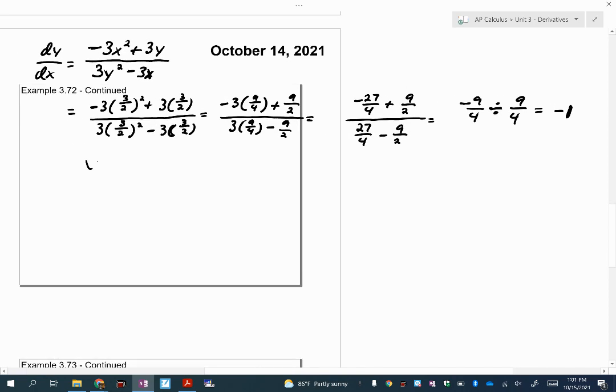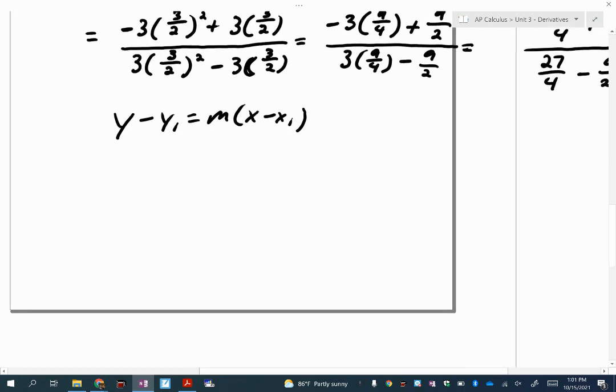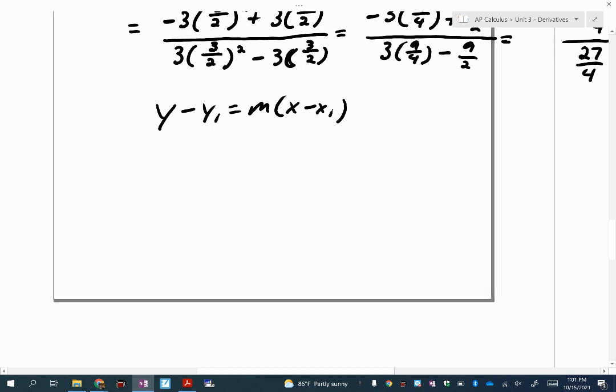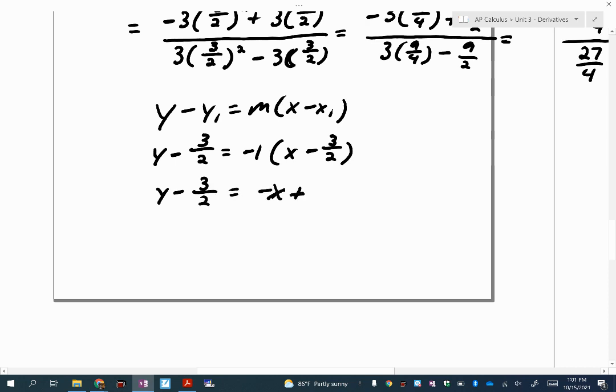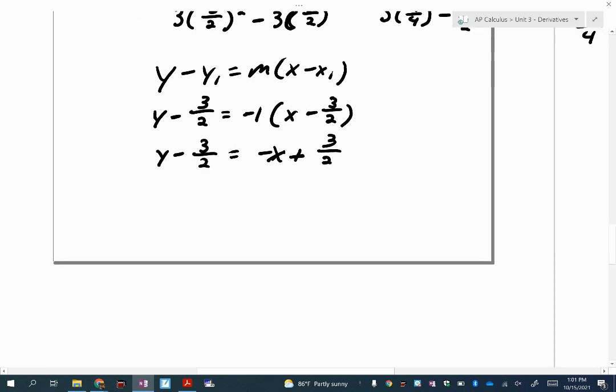All right, now I'm going to use point slope form. Remember, my points are 3/2 for both. So y minus 3/2 equals negative 1 times x minus 3/2. Distribute the negative 1. And then move the 3/2 over with addition. And 3/2 plus 3/2 is going to be 6/2, which is plus 3. So here is my answer. Again, I'm going to type all this in so you can see visually what we just did with the calculus and the algebra.